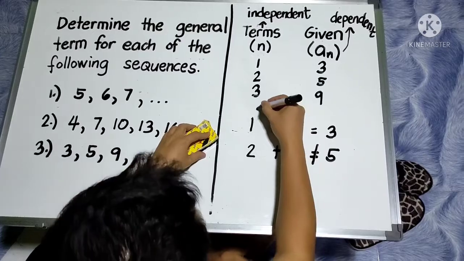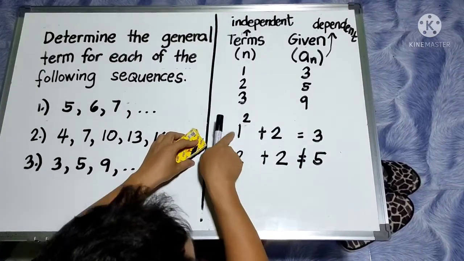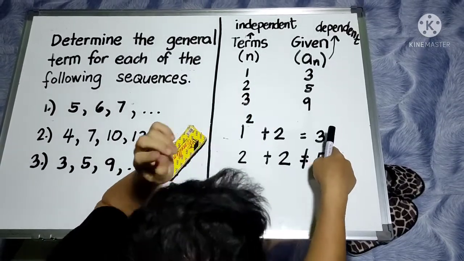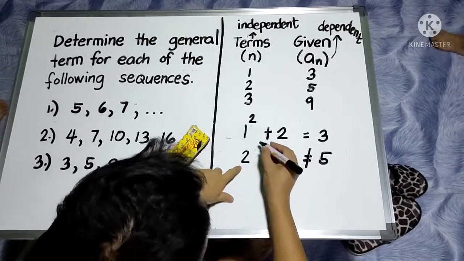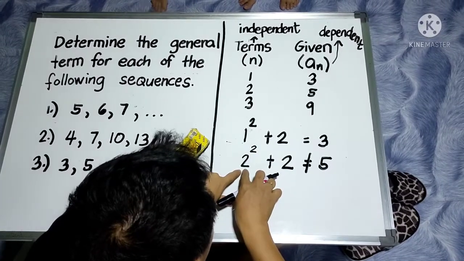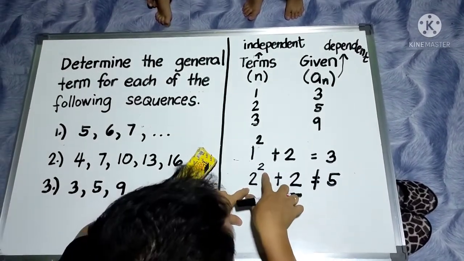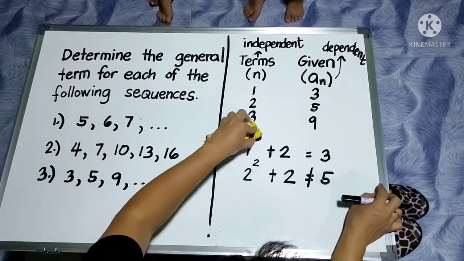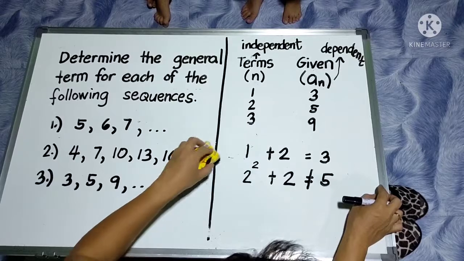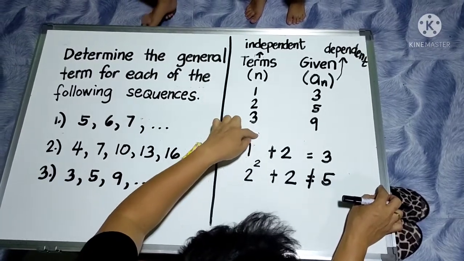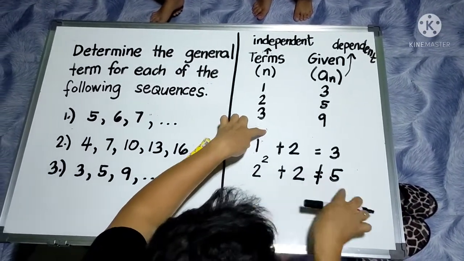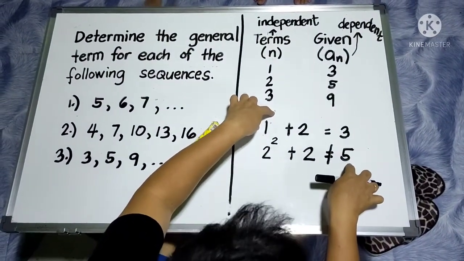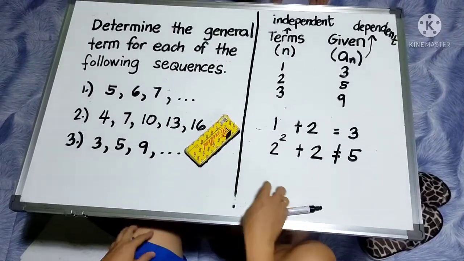Let us try 2 here. 1 to the exponent of 2 is still 1. 1 plus 2 is 3. So check. How about here? 2 to the exponent of 2 is 4. Plus 2 is not equal to 5. Therefore, this is not what we are looking for. And if you will change this to 3, the more that it's not true to the second term, because it will become bigger and bigger than 5. So this is not what we are looking for.